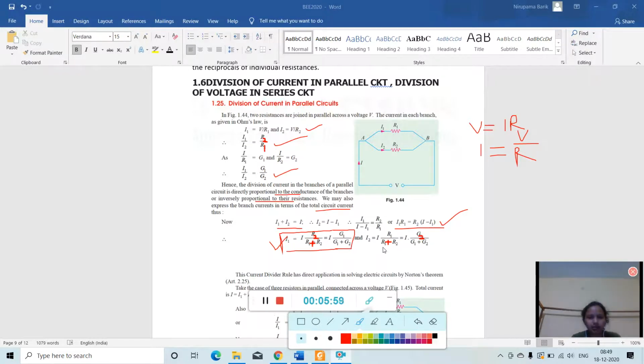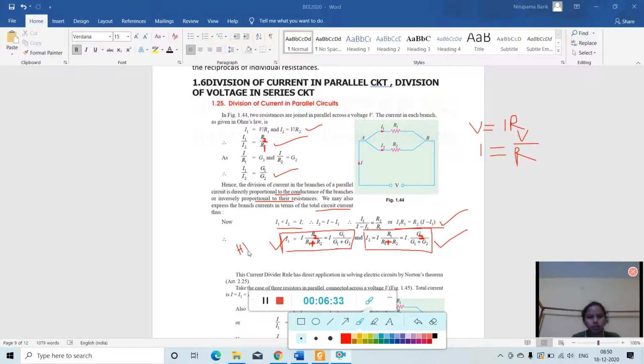So R1 by the sum of all resistances, R1 plus R2. So this is the expression for I2 in terms of total current. This is your home task: solve this expression and find out this equation, and also find out this equation. I just write here the overall expression. You have to find these from the algebraic expression. So this is your home task.